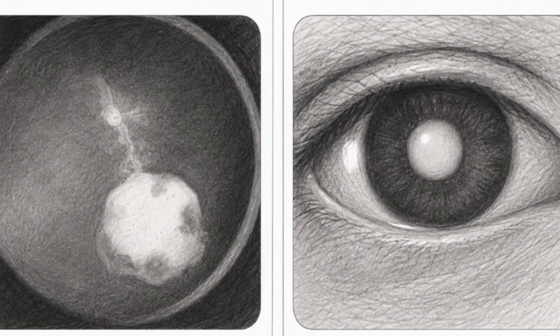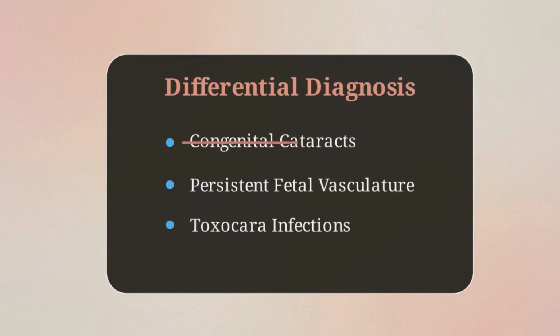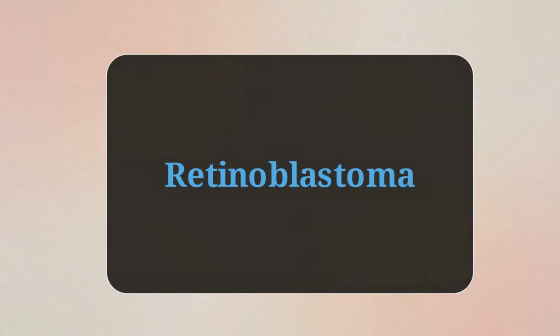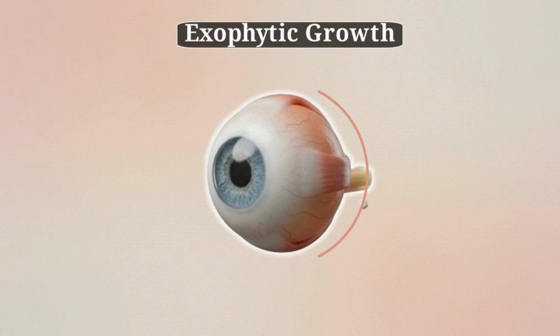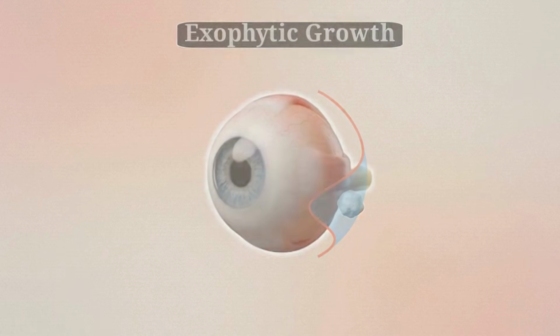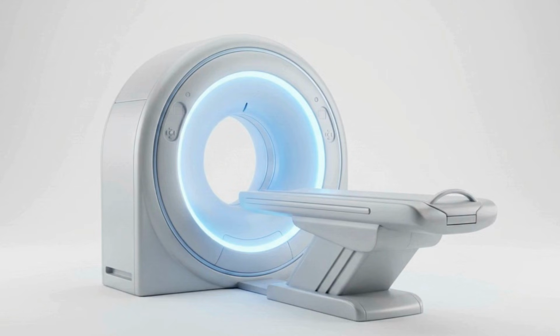A white reflex requires immediately ruling out several critical differentials, including congenital cataracts, persistent fetal vasculature, and toxocara infections. If it is a retinoblastoma, it will follow one of two distinct growth patterns. The first is endophytic growth, where the mass expands inward from the retina into the vitreous body. The second is exophytic growth. Here, the tumor expands outward into the subretinal space, physically peeling the retina away from the choroid and causing secondary retinal detachments.